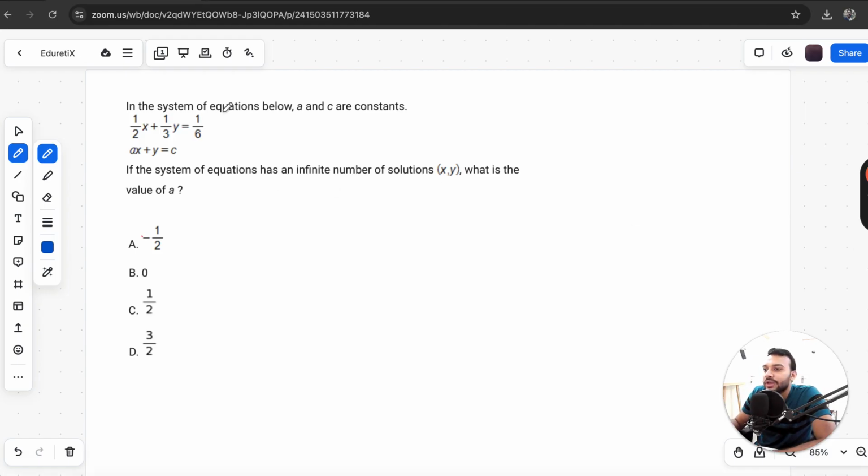In the system of equations below, a and c are constants. Okay, so half x plus 1 by 3 y is equal to 1 by 6, ax plus y is equal to c. If the system of equations has an infinite number of solutions, x comma y, what is the value of a? Okay, so an infinite number of solutions. For that, let's use Desmos. First, we graph the first equation, half x plus 1 by 3 y is equal to 1 by 6.